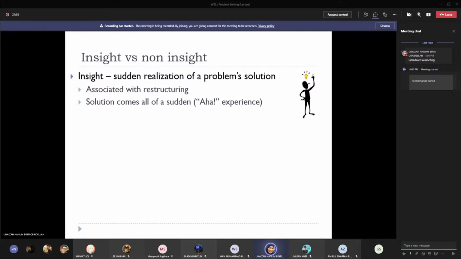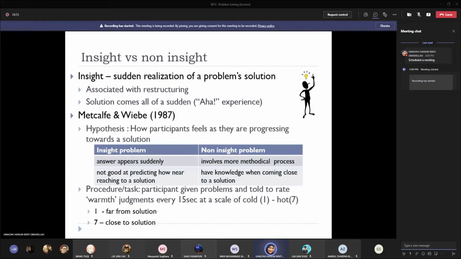So what's interesting about insights is the solution actually comes to you suddenly. It's not something that eventually builds up. The latter is called non-insight. This is actually proven by experiments where participants were asked to evaluate how close they were to solving a specific problem. They were given insight problems and non-insight problems.